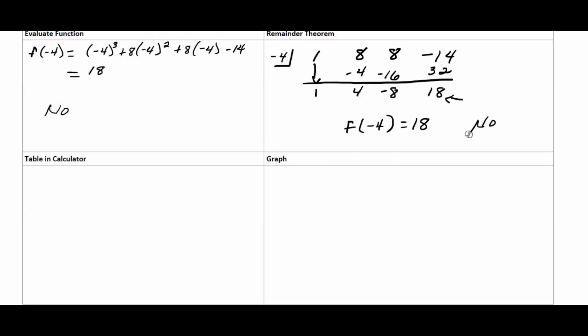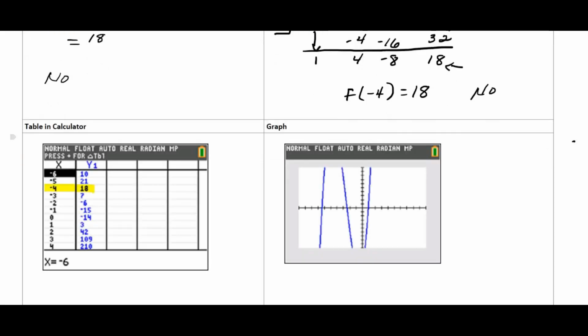Now the next two methods require me to put my equation into my graphing calculator, and then I can either look at the table or look at the graph. In my table, I can see that if I put in -4, I get out 18. And in my graph, I can see that -4 is not a zero. In order for this to be a zero, my graph would have to cross the x-axis at -4, and it doesn't.